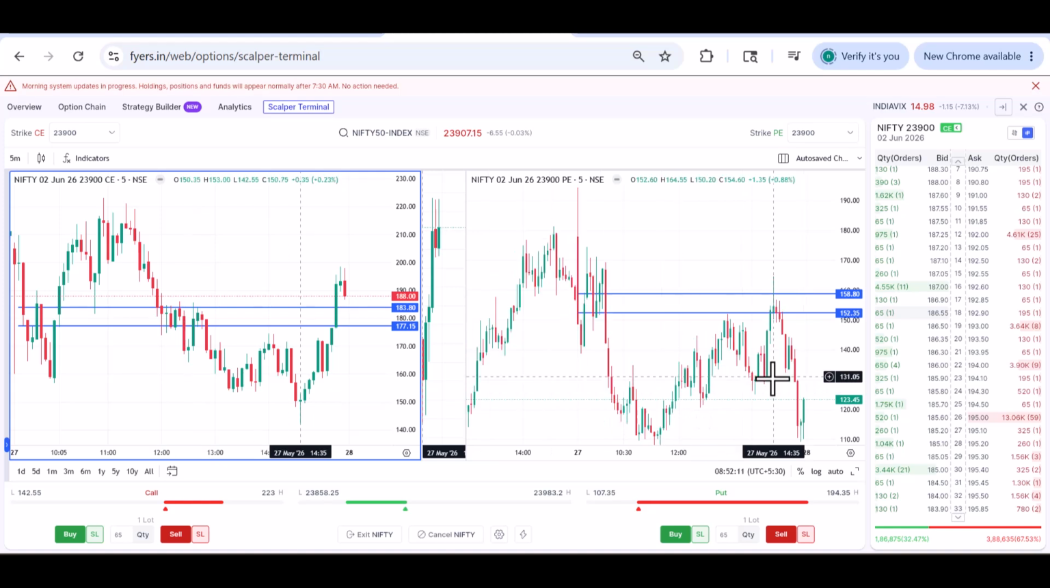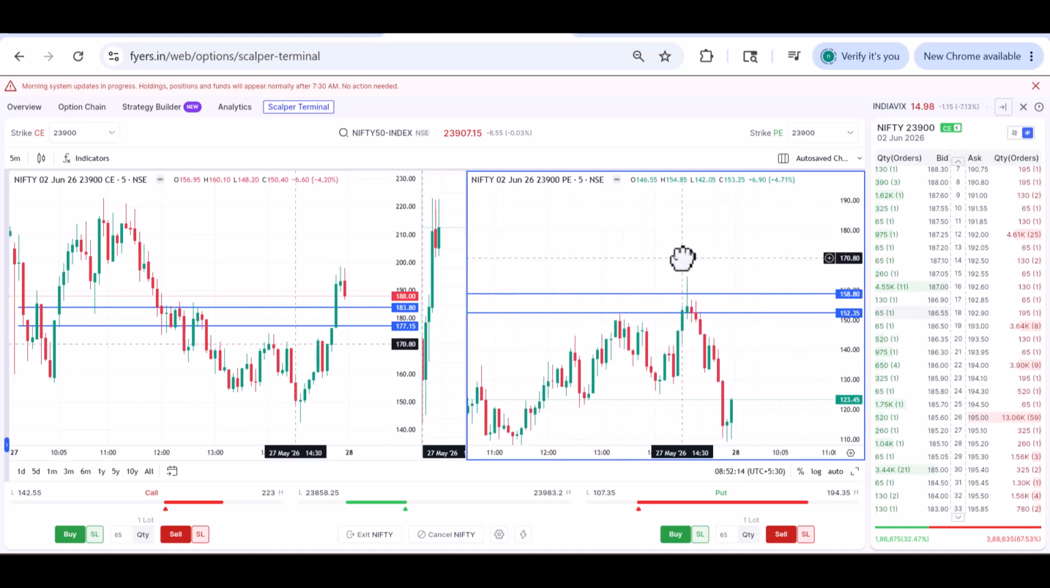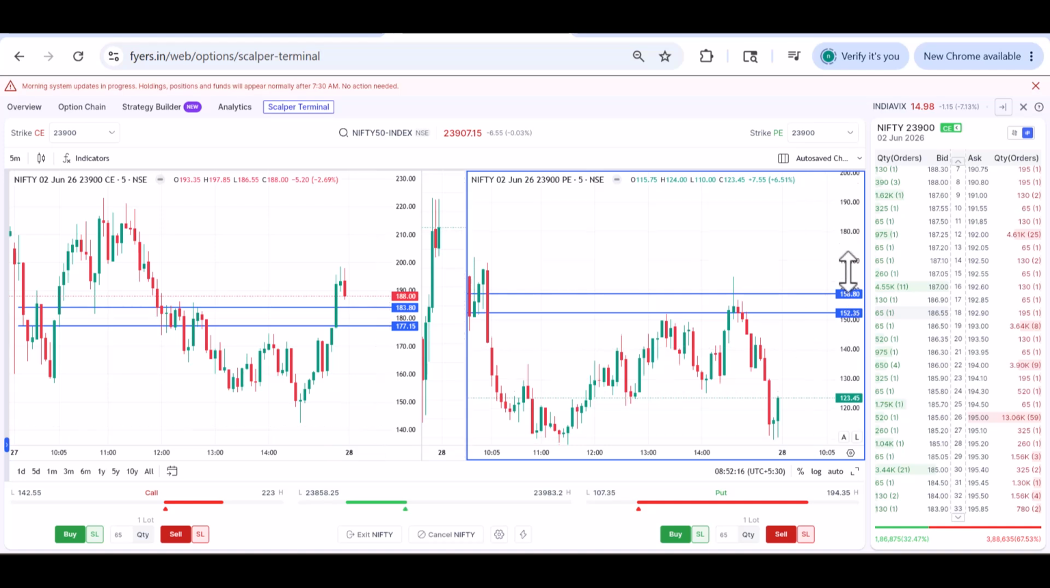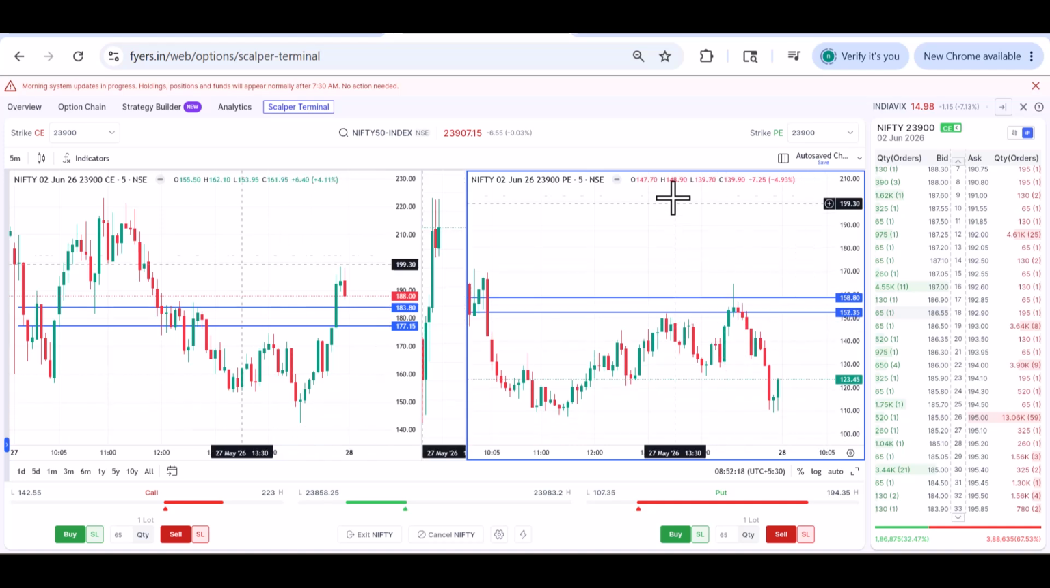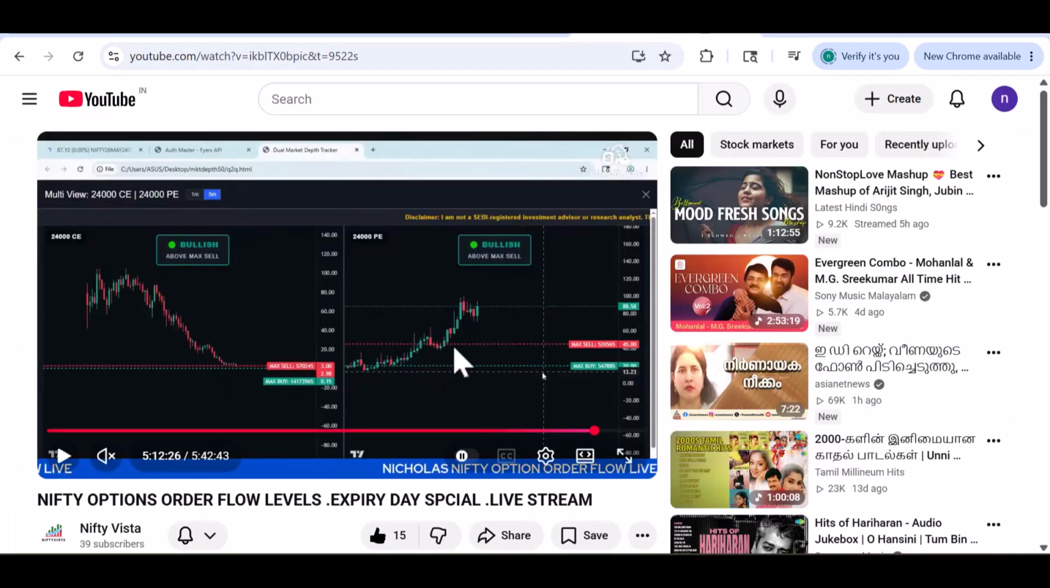In the live market I can't provide buy or sell signals due to SEBI guidelines. So you should understand based on these levels' movement. You should just watch this video and see how these levels work, then you will get the idea.